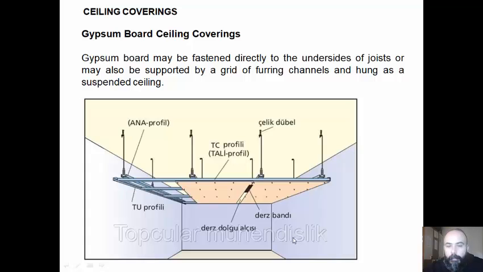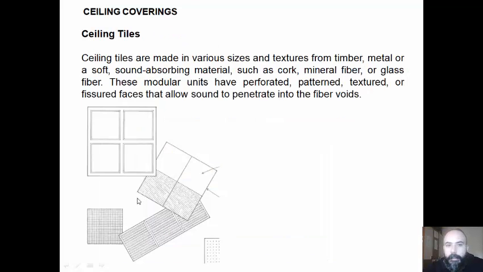Gypsum board may be fastened directly to the undersides of the joists or may also be supported by a grid of furring channels and hung as a suspended ceiling. Ceiling tiles are made in various sizes and textures from timber, metal, or a soft, sound-absorbing material such as cork, mineral fiber, or glass fiber.